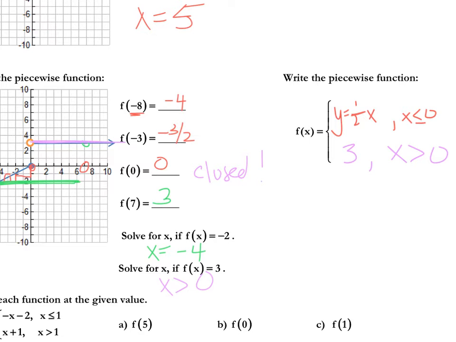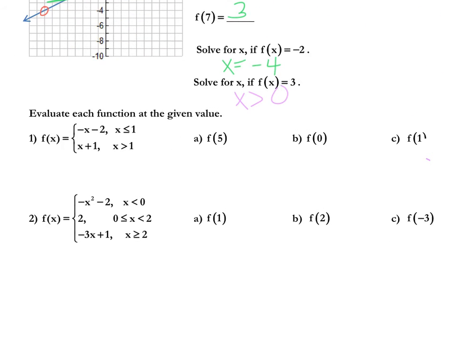In order to be a function, we don't get too much into this in Algebra 1, but in order to be a function, you can't have closed circles in two spots at the same x value, because then it would not be a function. That means basically that you have multiple birthdays, if you remember that analogy.